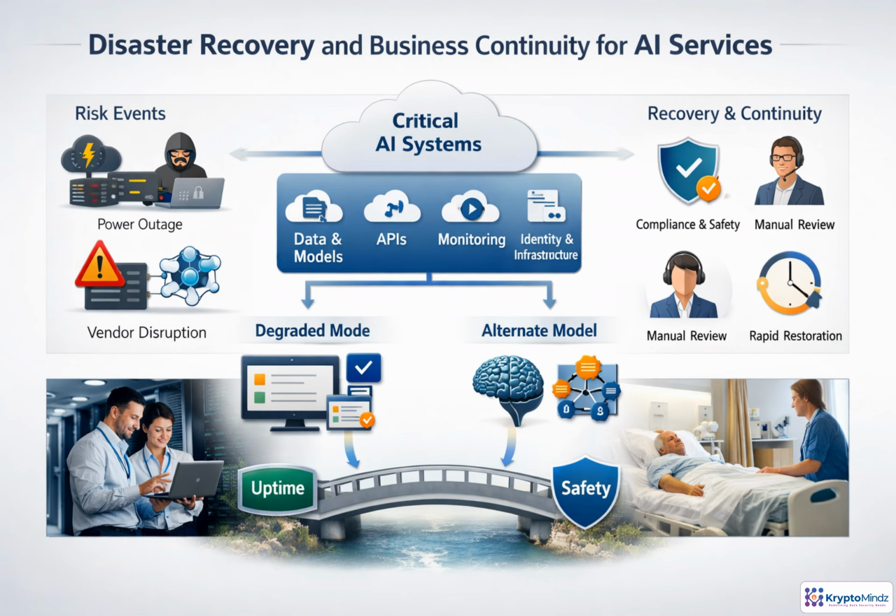Disaster recovery for AI is not just about bringing servers back online. It starts with knowing which services, data stores, models, APIs, identity systems, monitoring tools, and vendors the business depends on. When something fails, the plan should define safe alternatives: degraded mode, manual review, rules-based fallback, an alternate model, or temporary suspension. Restore first where downtime creates the greatest safety, customer, regulatory, or operational risk.